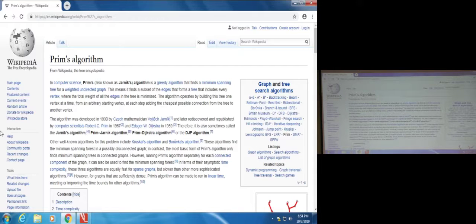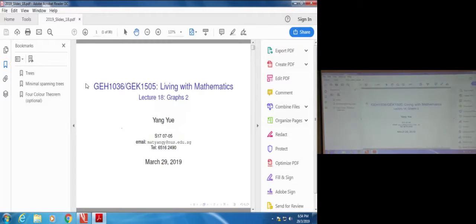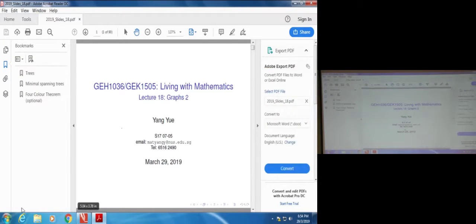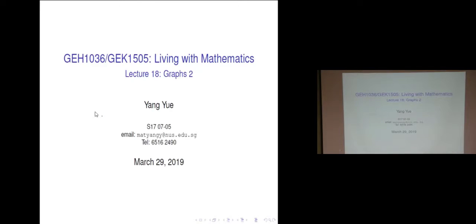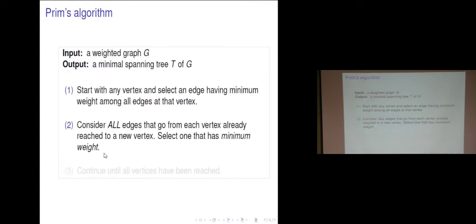Since some of you are concerned about this, let's go back to our graph theory. Okay, is this the one? I hope I don't need the annotator. If I need it, I'll use it. So now we are looking at this.